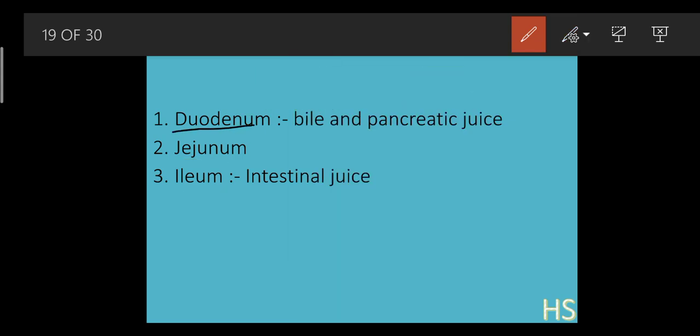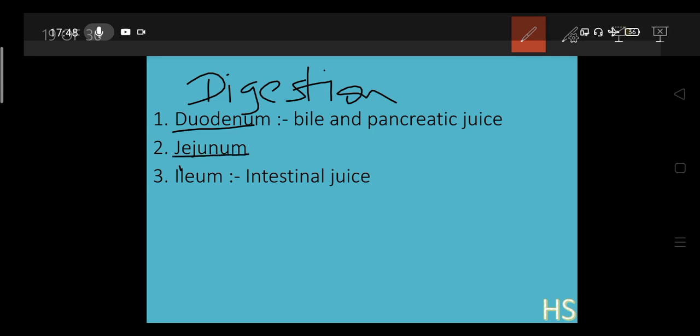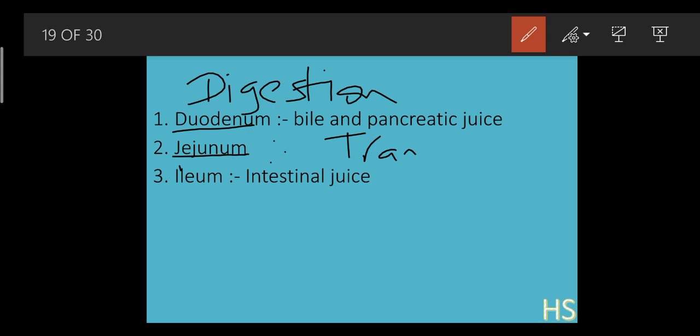What is the function of the duodenum? The function of the duodenum is for the digestion part. When the food inside the stomach goes into the duodenum, it helps to digest. Then the second part is the jejunum. What is the jejunum? It helps in the transportation. The food which is digested is carried forward with the jejunum.